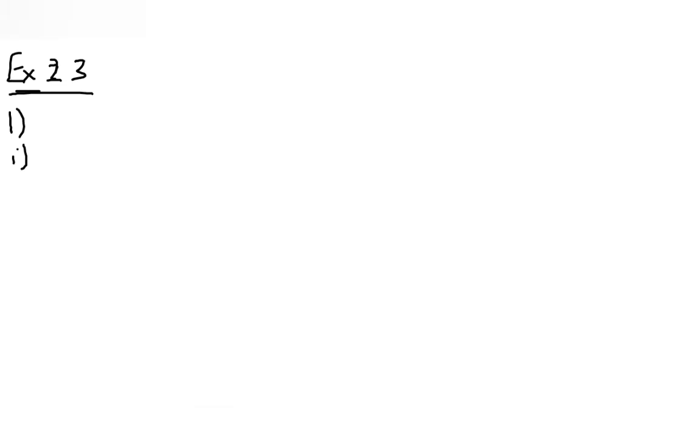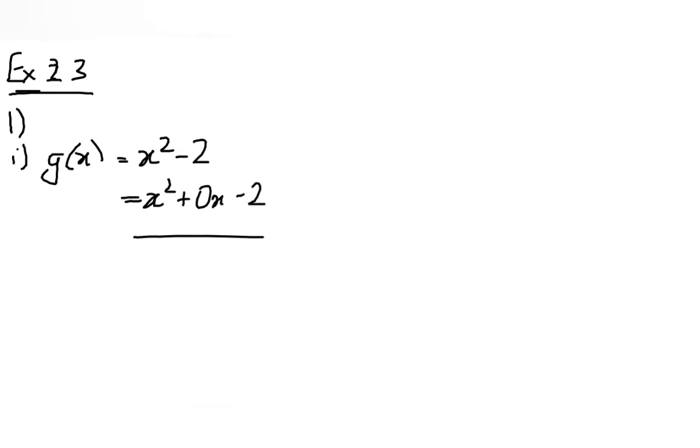Now in the first one, p of x is perfect because it's in descending order and it has consecutive powers. Now g of x has a problem because it has x square minus 2. It is missing x. So for g of x, which is x square minus 2, we will write x square plus 0x minus 2. So this became our new g of x, and we will use this one instead of the original one. And p of x is given as x cube minus 3x square plus 5x minus 3.